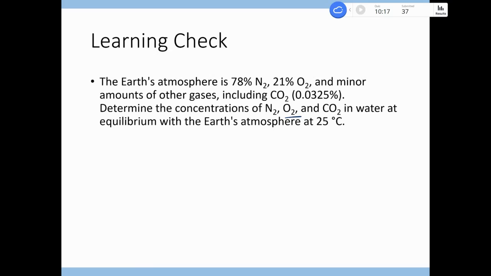We need the partial pressure of oxygen gas in the atmosphere. Pressure of the atmosphere is 1 atm. The atmosphere is 21% oxygen. So we can find the partial pressure of oxygen by taking the total pressure times 0.21, so 21% converted to a decimal. So the partial pressure of oxygen is 0.21 atm.